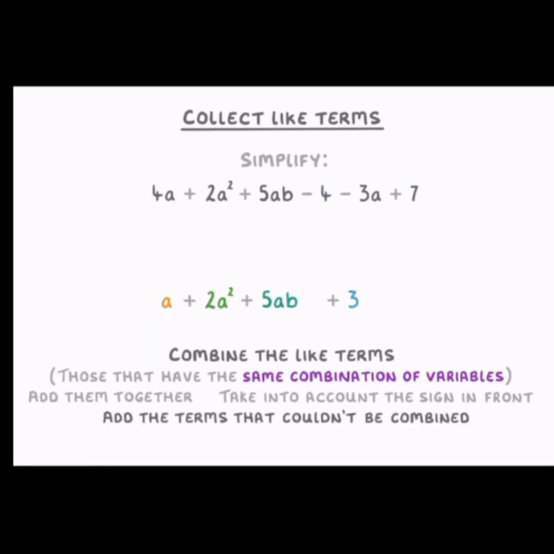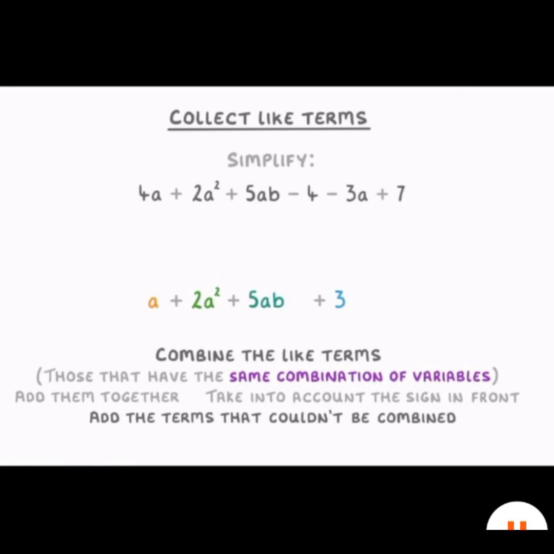Now 2a square will stay as it is, because it does not have any like terms with it. 2a square is the only a square term. There is no other a square term to which it can be added or subtracted. In the same way, we have 5ab. 5ab is also an ab term, and you can see there is no other ab term to which it can be added or subtracted. So we got the answer a plus 2a square plus 5ab plus 3.